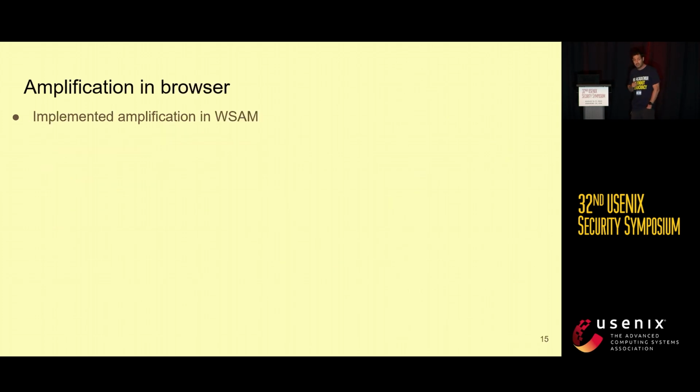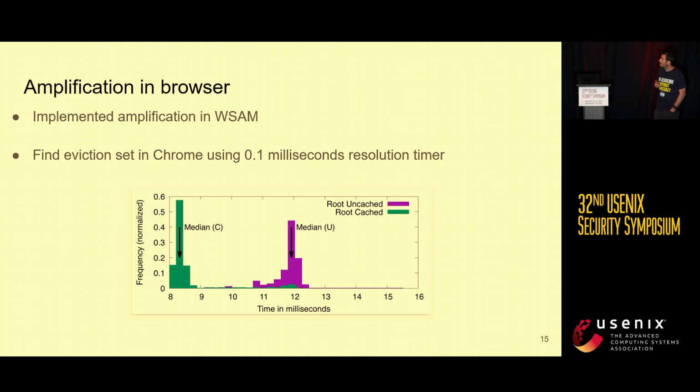And we can also do it in browsers, which was the main use case. So we implemented it in WebAssembly, and we were able to find eviction sets in Chrome using its native 0.1 millisecond resolution timer. It takes a couple of minutes to find the entire eviction sets in memory.